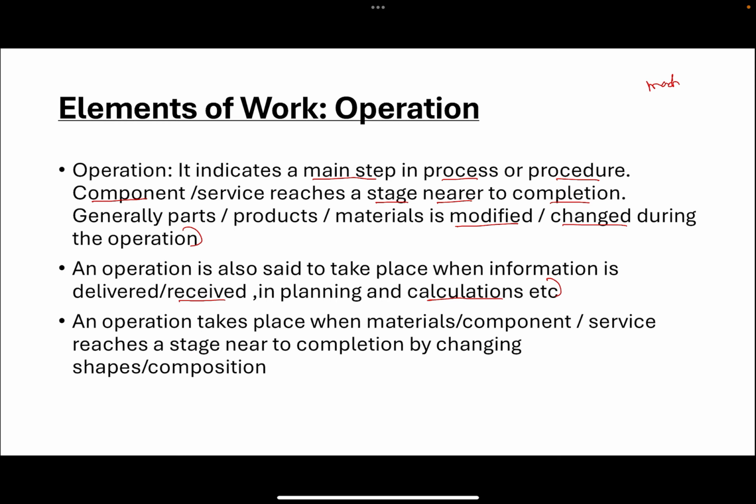So an operation takes place when materials, a component, or a service reaches a stage nearer to completion by changing shape or composition. Okay, its shape or composition needs to be changed. It is depicted by this circle symbol. So this is how operation is shown graphically.